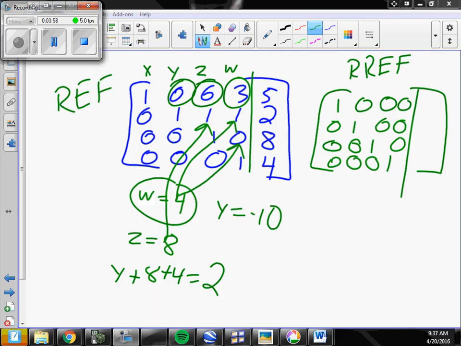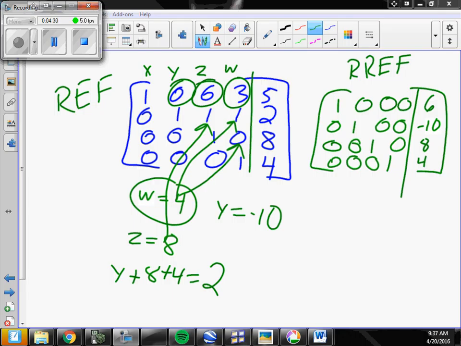Well, so it would be 4, 8, -10, and I didn't solve it. We'll call it 6. If you can simplify it to reduced row echelon form, every variable gets an answer. So you can read straight across, X is 6, Y is -10, Z is 8, and W is 4. So today, I'm going to teach you how to take a matrix and by hand convert it into reduced row echelon form. It's really not that hard.